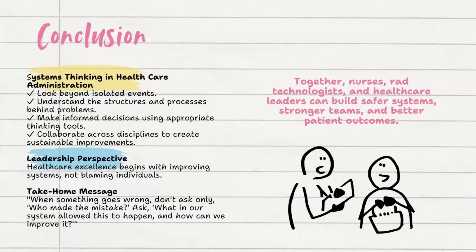When something goes wrong in your unit or in your hospital, let's not ask who made the mistake, but instead, let's ask, what in our system allowed this to happen and how can we improve it? Healthcare excellence is achieved not only by asking individuals to work harder, but by designing systems that enable safe, effective, and patient centered care. By embracing systems thinking, we move beyond solving isolated problems and begin creating lasting improvement for our patients, teams, and organizations.